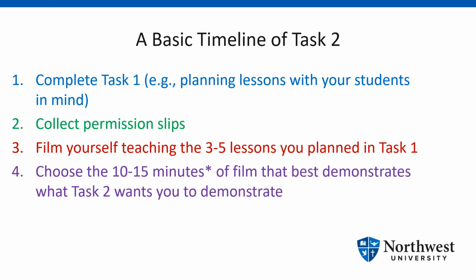In step 4, you will choose 10 to 15 minutes of film that best demonstrates what Task 2 wants you to demonstrate. There are skills that you need to show. You do not submit all of the film that you take. You will have hours and hours of film because you will film the entirety of 3 to 5 lessons. You are only allowed to submit 10 to 15 minutes of it. And so you get to pick what is essentially the highlight reel. Now, there are some rules about it. You are not, for example, allowed to edit. We will talk about that more in the filming videos.